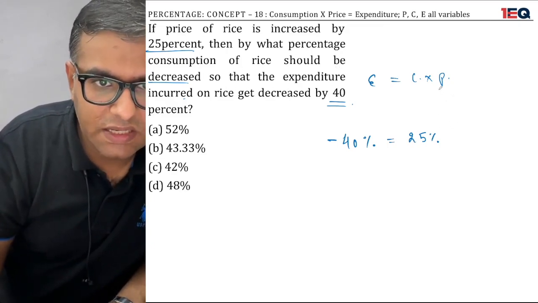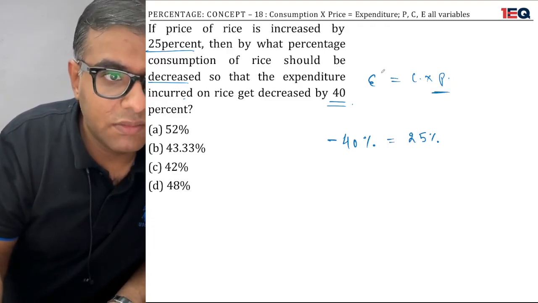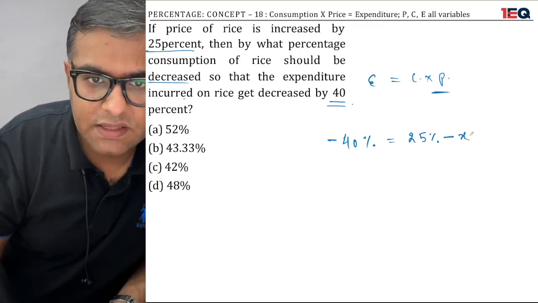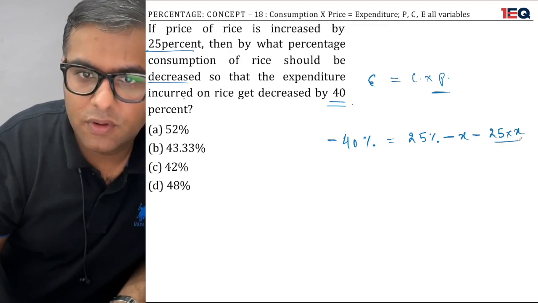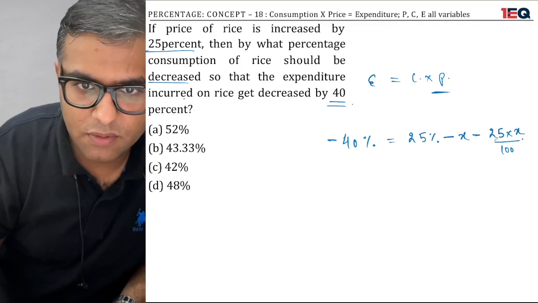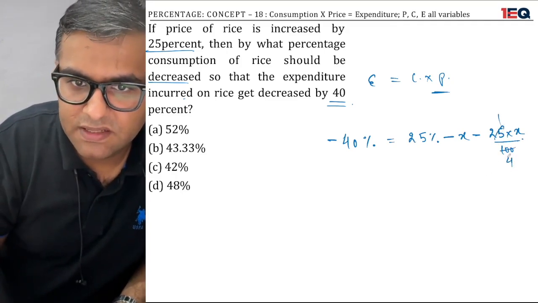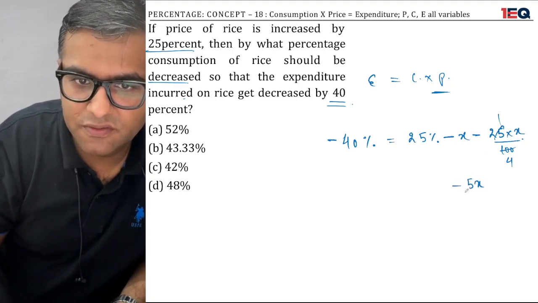Now there is a price which needs to go down, and now there is a consumption which needs to decrease. So I will write minus x minus 25 into x upon 100. Minus 25 into x upon 100. 25 divided by 100 is 1 by 4, the same thing is happening over here. It's minus x by 4, so it will come out to be minus 5x by 4.